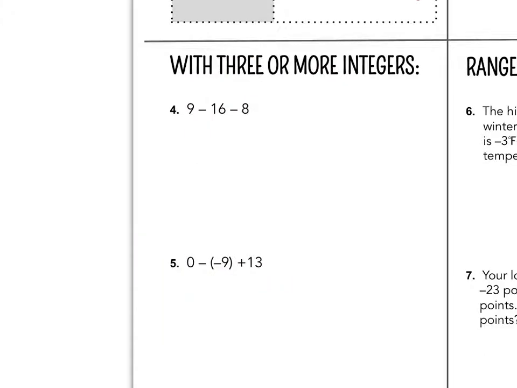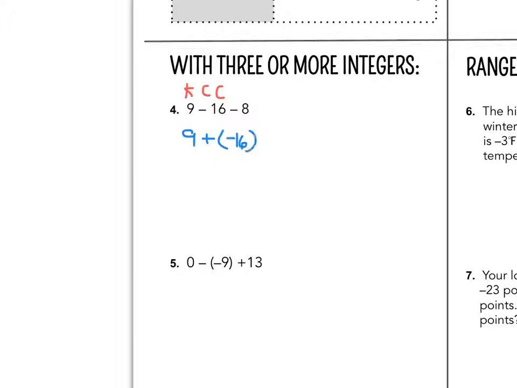Now let's take a look when we're adding 3 or more integers. So if we look at number 4, we see two subtraction signs. Okay, we have one here and here. We're going to first apply keep, change, change to the first subtraction sign, because we're working left to right. So now we're going to have 9. We change the subtraction to addition, and then we change the 16 to its opposite, which is negative 16.